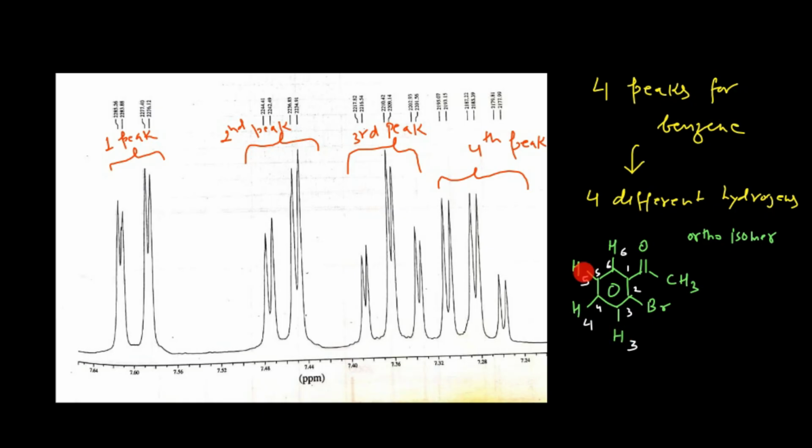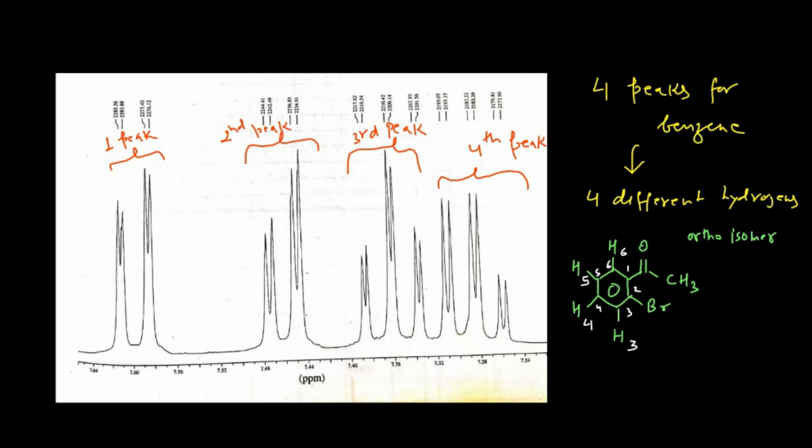Similarly, if you see this hydrogen, meta to this hydrogen is the carbonyl group, while meta to this hydrogen is the Br group. That means this is also different from this one. That's why I have marked this hydrogen as a different hydrogen, H5. Similarly, this hydrogen in the ortho position is having your acetyl functionality, while this hydrogen is having the Br functionality. So all these hydrogens are different kinds of hydrogens. When they are different types of hydrogen, they will produce different peaks in the NMR spectrum. So you will get the 4 peaks in the proton NMR spectrum.